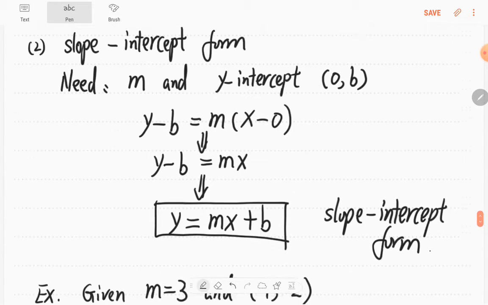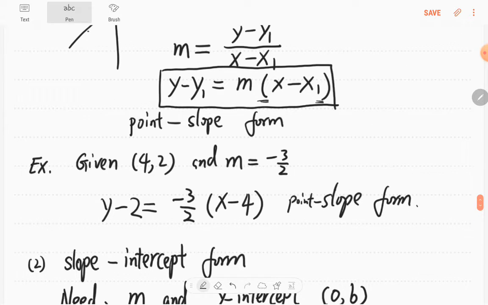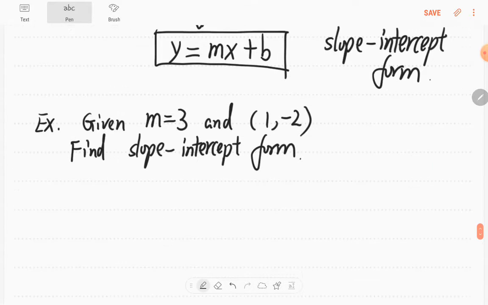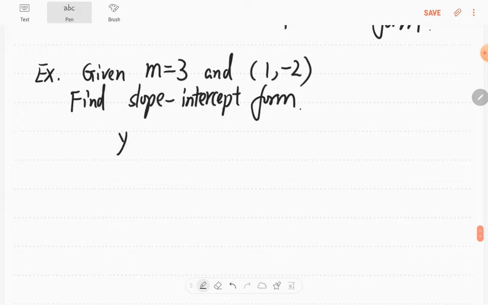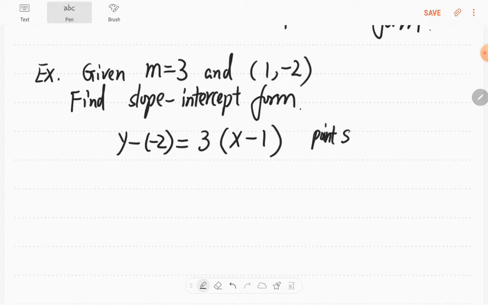So we can start from the point slope form. It becomes y minus y1, which is negative 2, equals 3, which is m, times x minus x1, which is 1. So this is the point slope form. But this is not the slope intercept form. How do we get the slope intercept form?